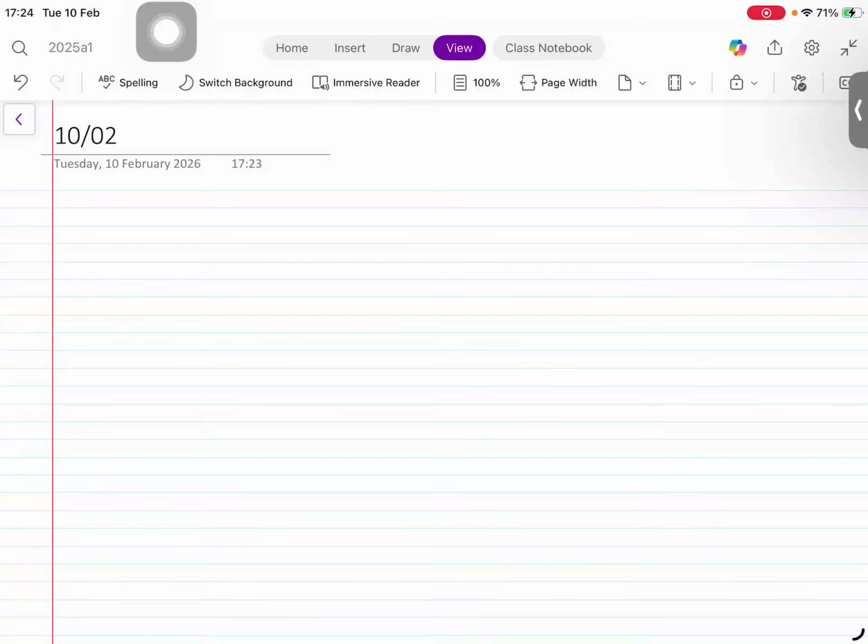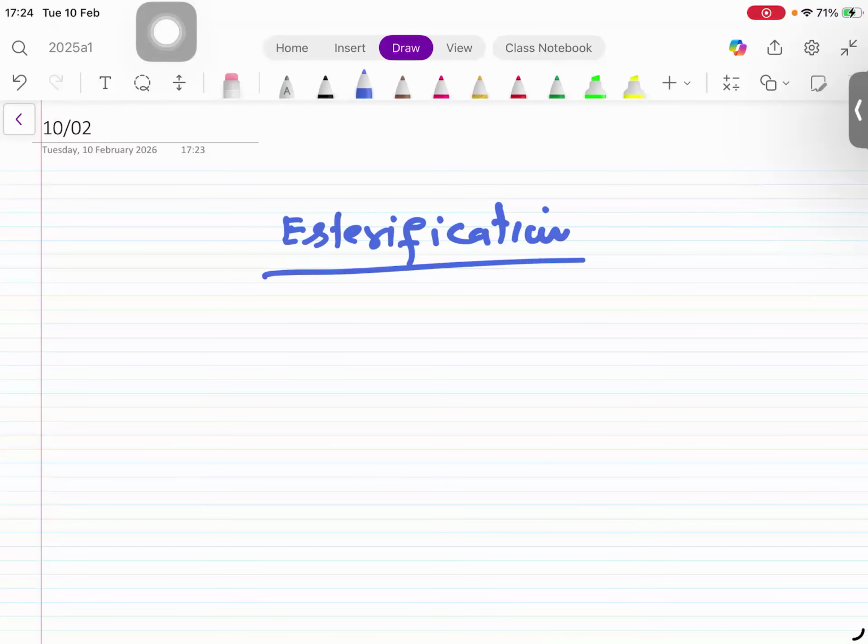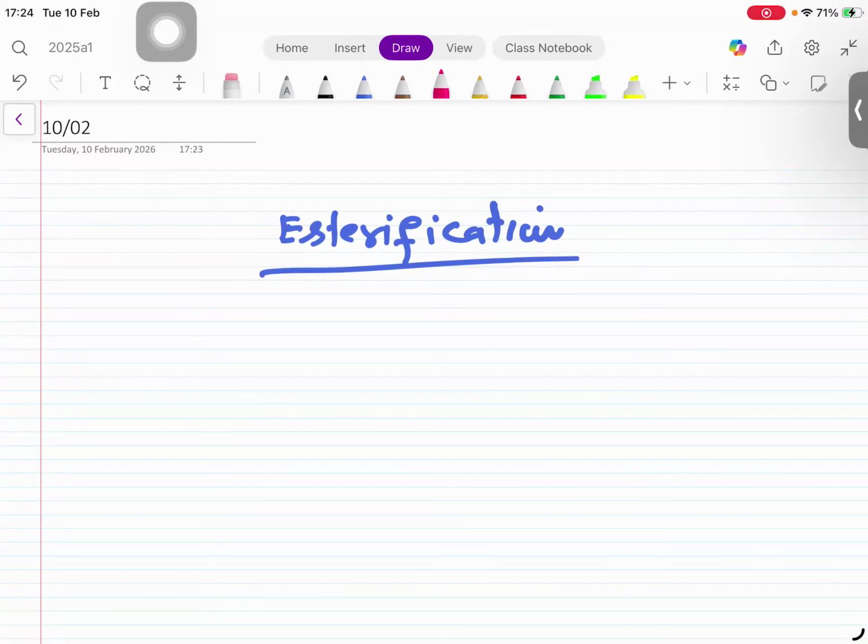Okay, today we are going to continue with the esterification. Please give a heading. Esterification. Okay, so a few more examples from esterification.